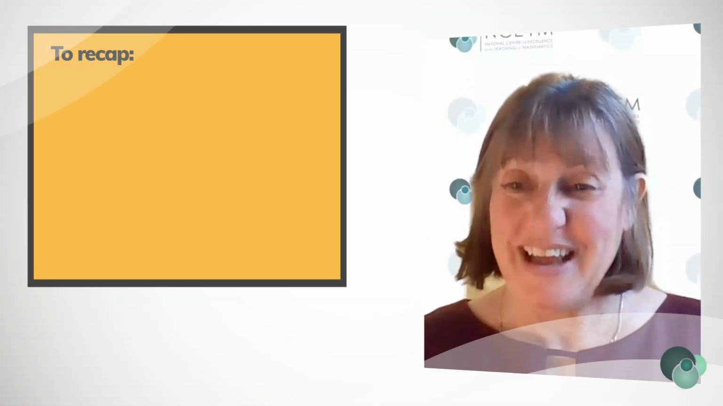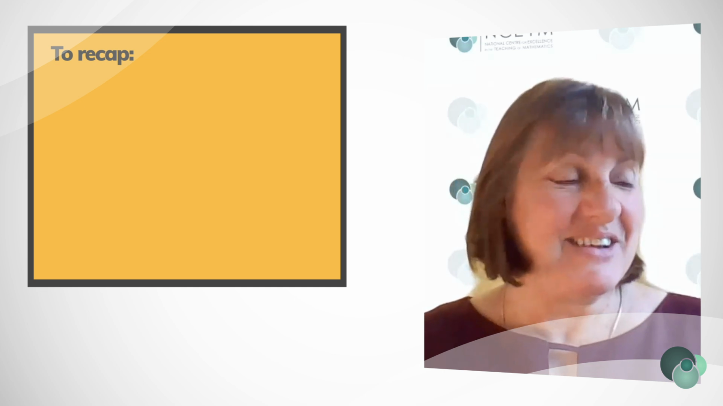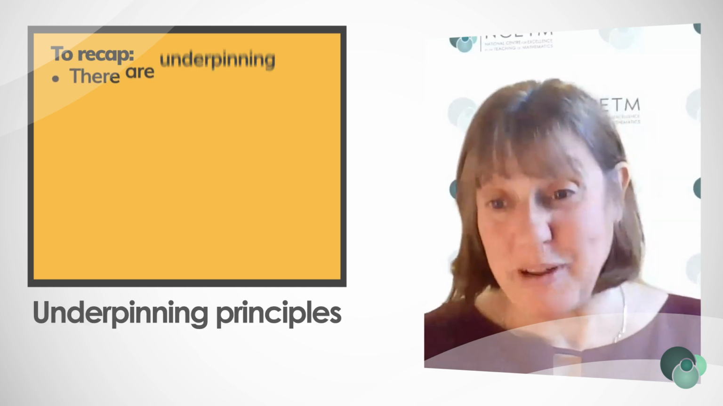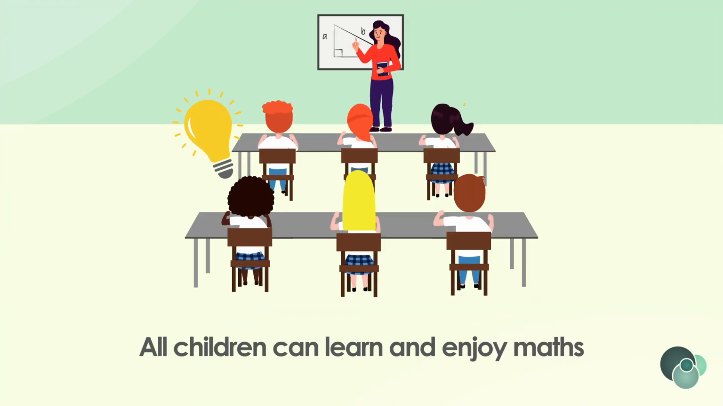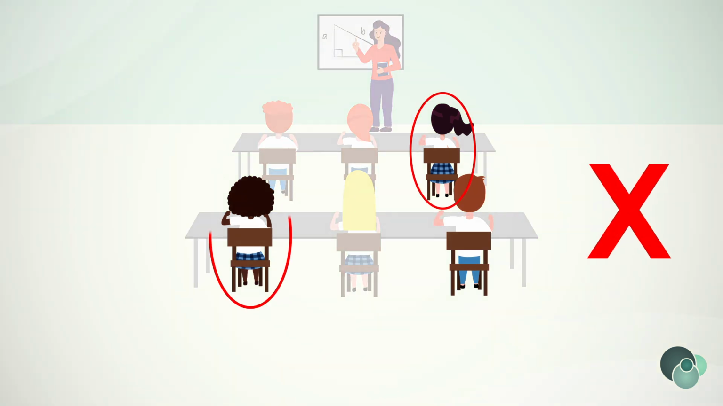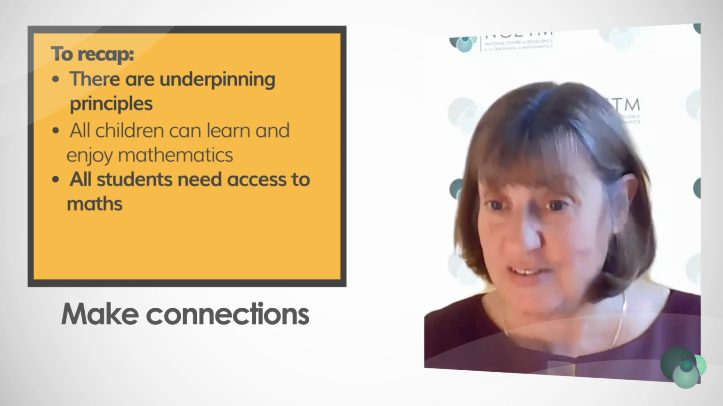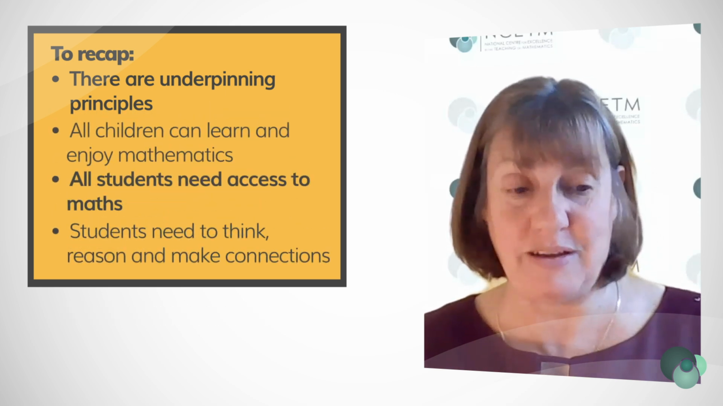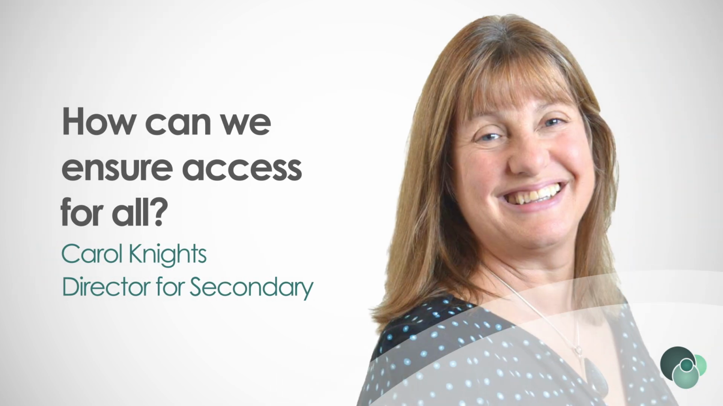Teaching for mastery is more than what happens in the classroom. I think it's really important to understand that there are underpinning principles. One of our key tenets is that all children can learn and enjoy mathematics. It's really important that that access is for all students, not just for higher attaining students. They need to think, they need to reason, they need to make connections so that they really understand what the mathematics is all about. How can we ensure access for all?